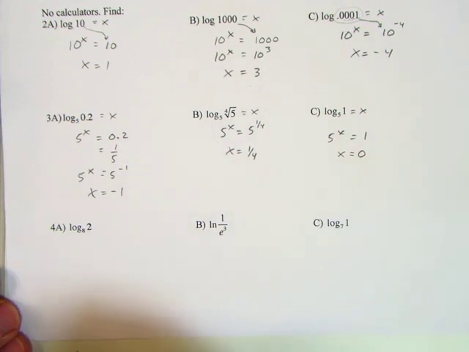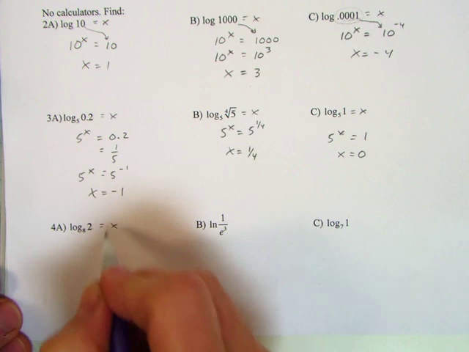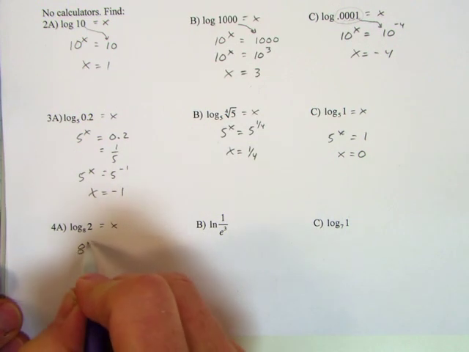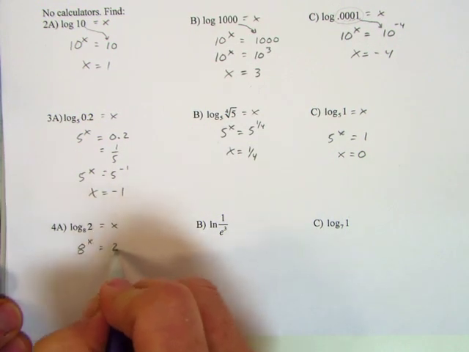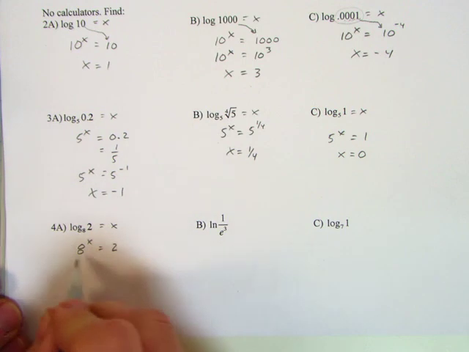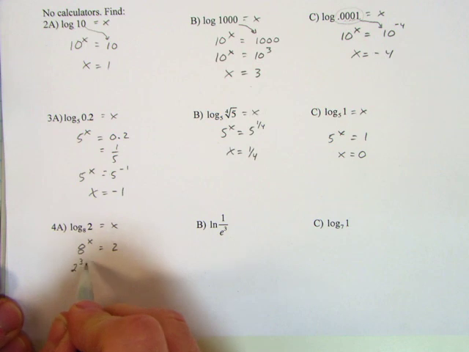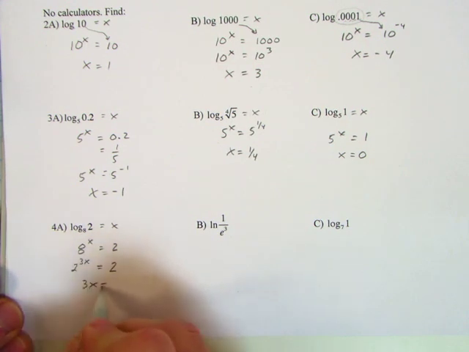And we're going to start getting a little bit more complicated as we're going through this. We'll get 8 to the x equals 2. So now we have to look for a same base. We can have a base of 2 because 8 is 2 cubed. So 2 to the 3x equals 2. 3x equals 1. x equals 1/3.